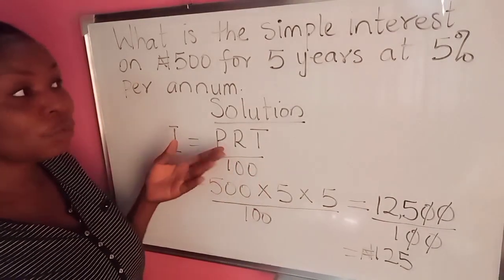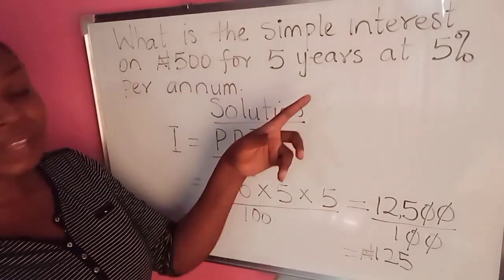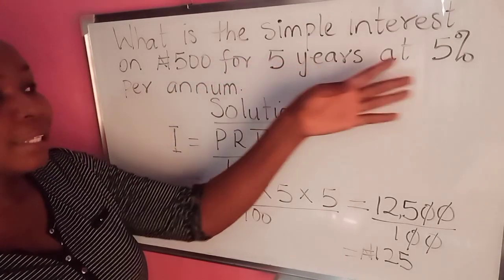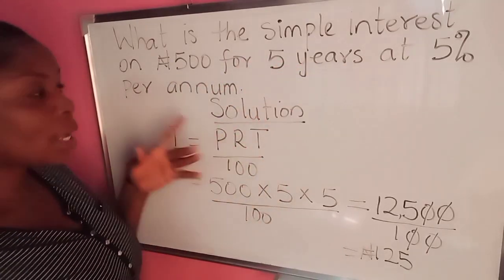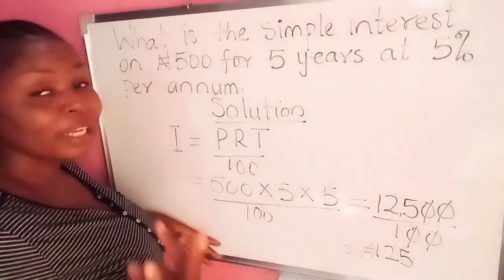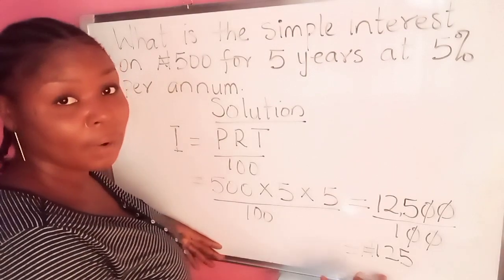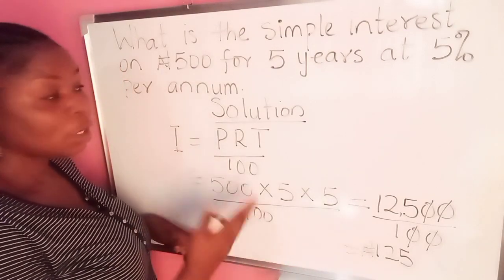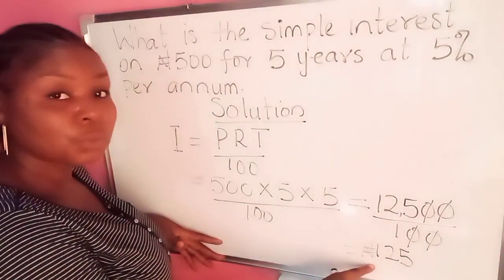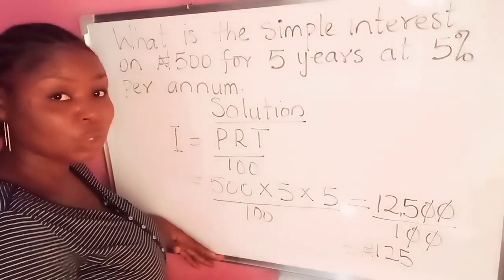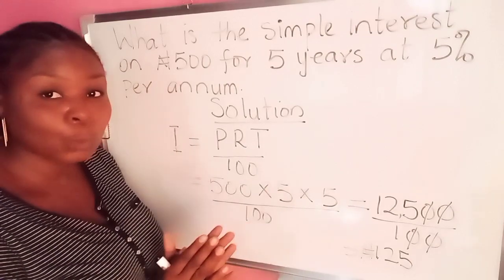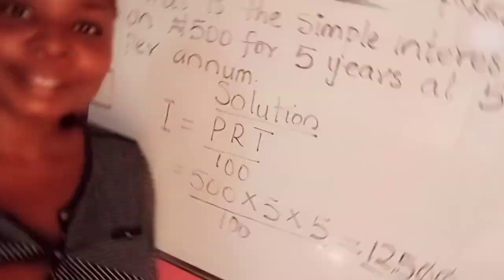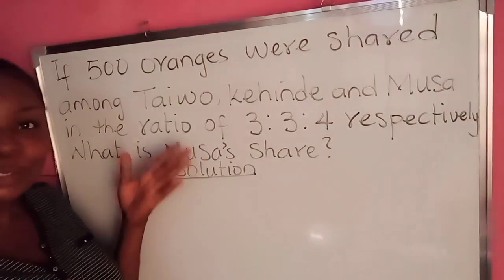This simply means if you save 500 naira for 5 years at this rate, if it's the same condition in a bank, you're likely to get an interest of 125 naira, which means at the end of 5 years, if you check your account, you're going to have 500 plus 125 naira. That gives you 625 naira in total. I hope you understand.